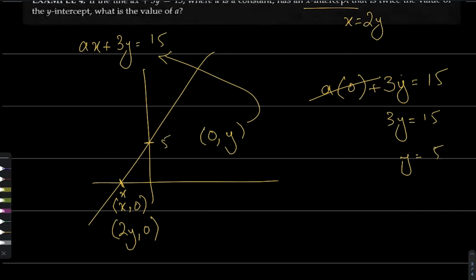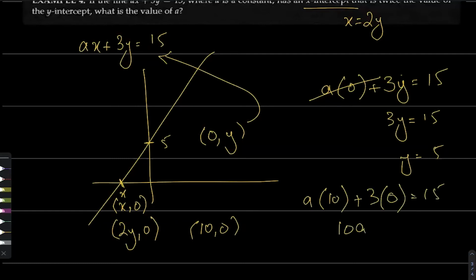And if I know my y-intercept is 5, what is my x-intercept? 10. Because the x-intercept is 2 times the y-intercept. So I'll just plug it in there, my x-intercept is (10, 0). So my equation becomes a times 10 plus 3 times 0 is equal to 15. 10a is equal to 15. a is equal to 1.5. Do you understand this now?